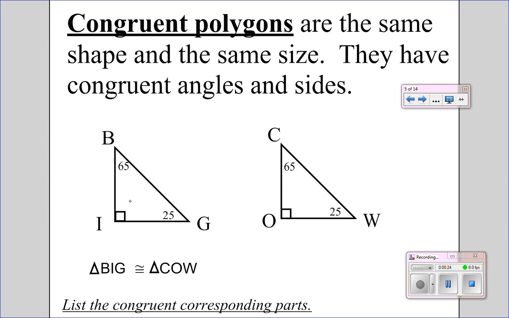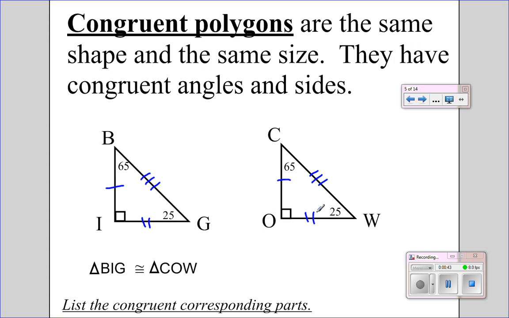So if you look at triangle BIG and triangle COW, you'll notice that the angles match up. And then I could also, if I want to show sides, I would have to put the little congruent tick marks to show that the sides also match up. And therefore, I can say triangle BIG is congruent to triangle COW.